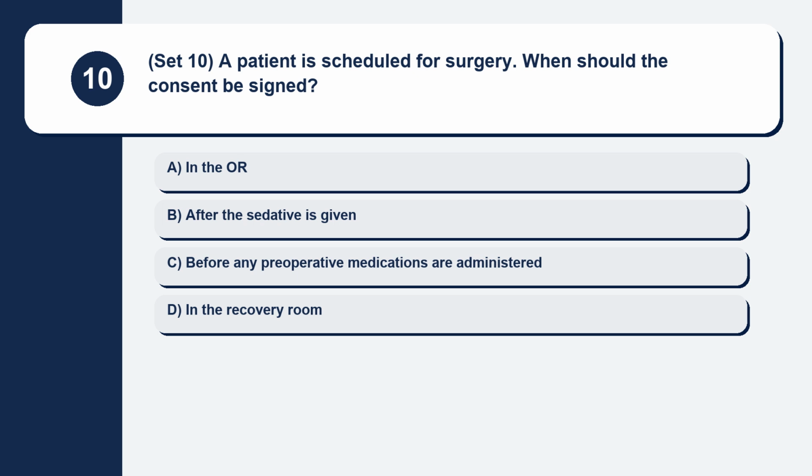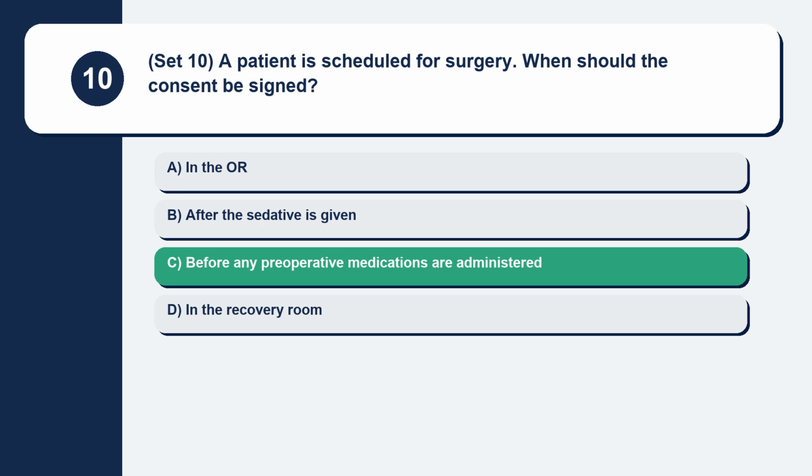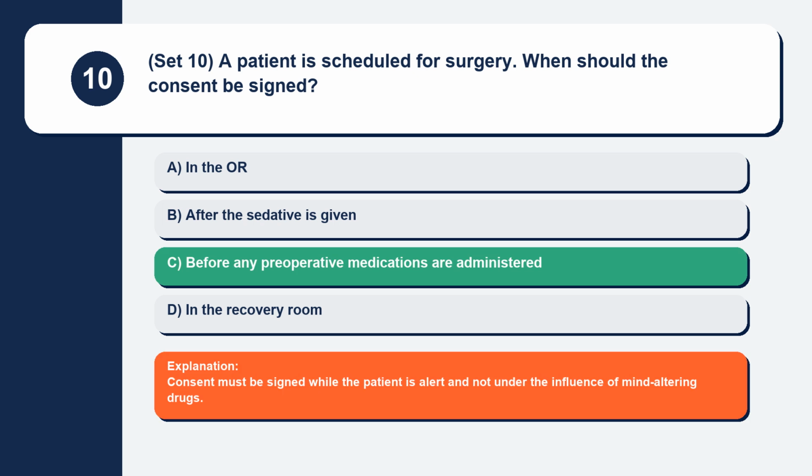Question 10. Set 10. A patient is scheduled for surgery. When should the consent be signed? In the OR, after the sedative is given, before any preoperative medications are administered, in the recovery room. Consent must be signed while the patient is alert and not under the influence of mind-altering drugs.